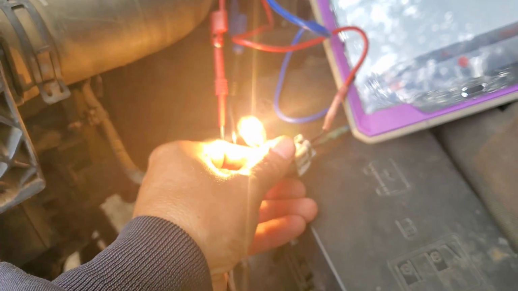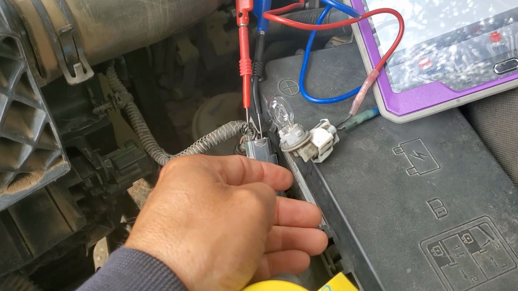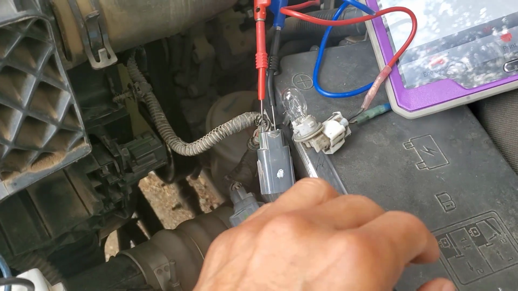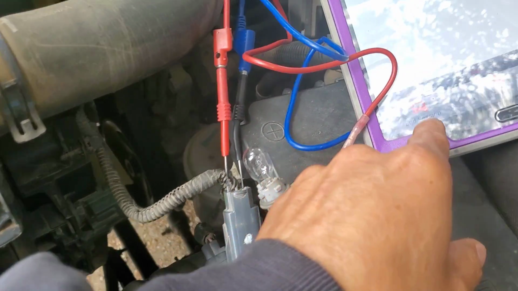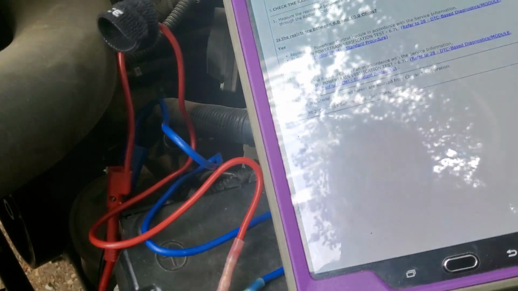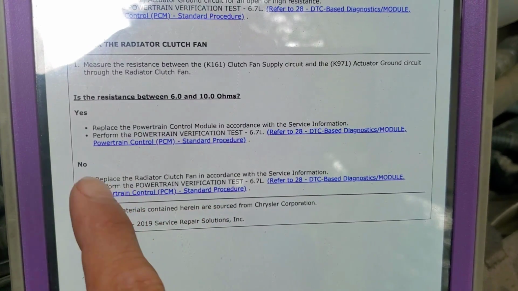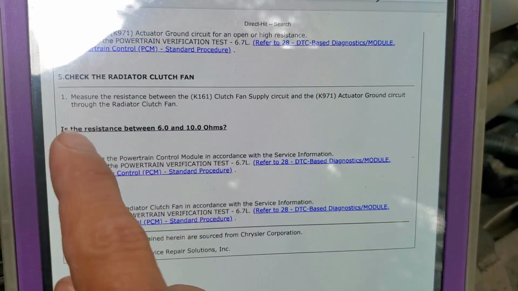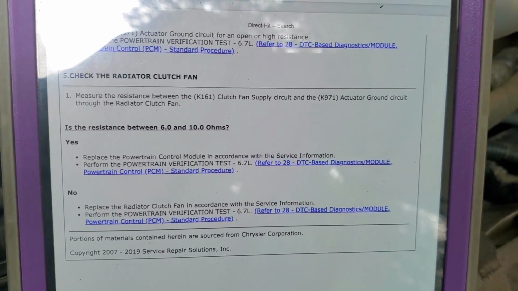So these lamps absorb about 2 amps, something like that. So this is pretty much simulating the same actuator. As it is right now, everything seems to be working correctly. Let me see what it says. What's the next step? So we have everything, yes. We have signal, yes. Replace the powertrain control module. So that's the next step here.